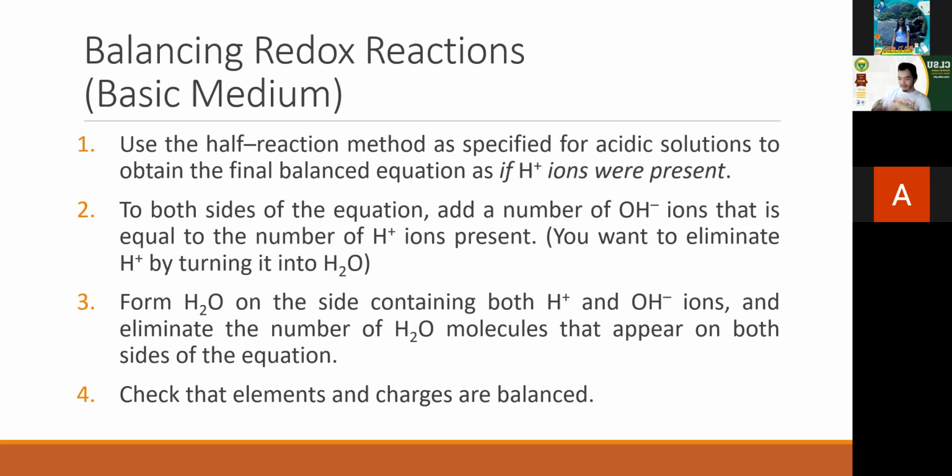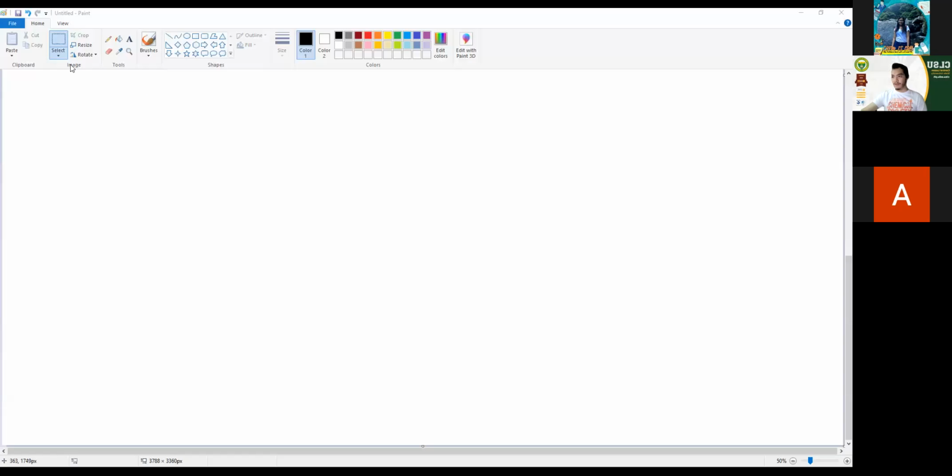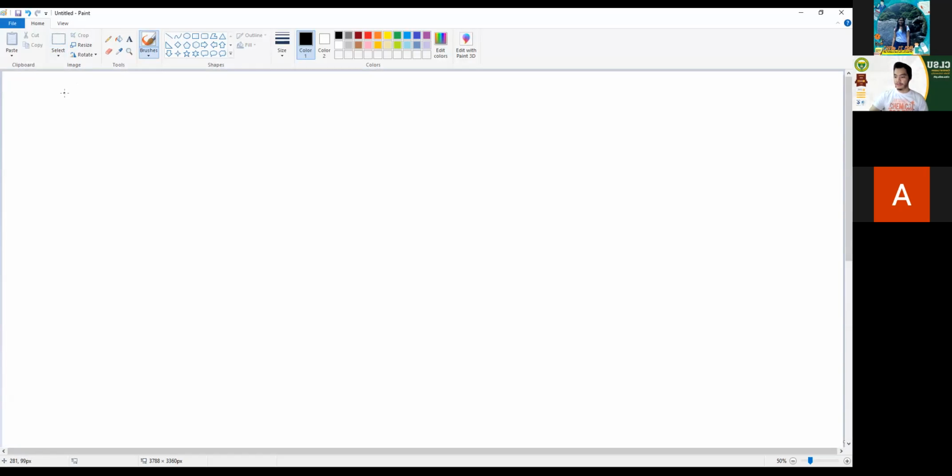So, paano yun? So, ayan. So, we have examples too. Balikan natin yung example. Okay, for example, you have MnO4 negative ulit plus iodine ion will yield elemental iodine plus Mn2+.